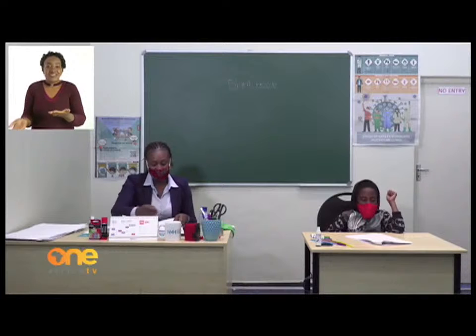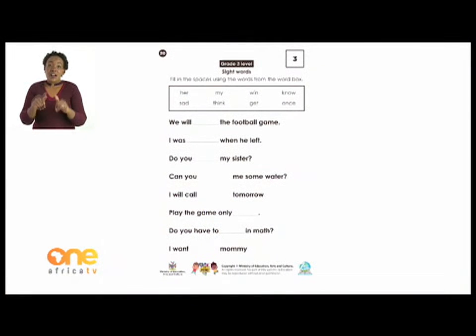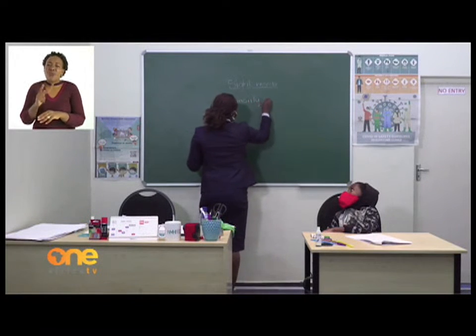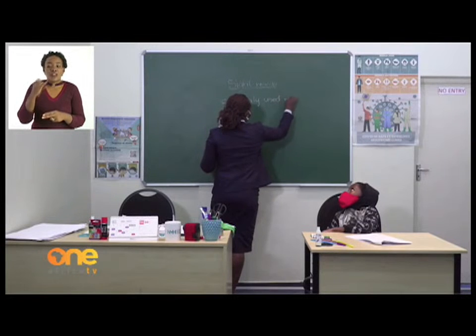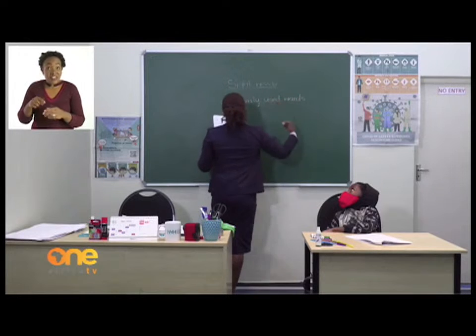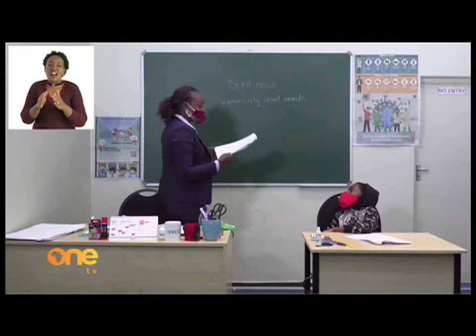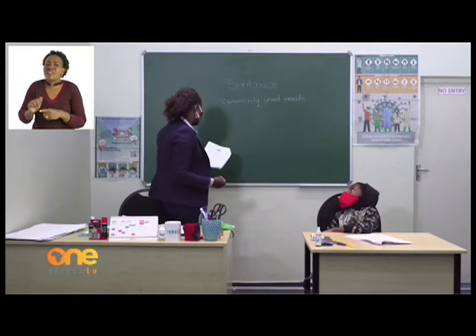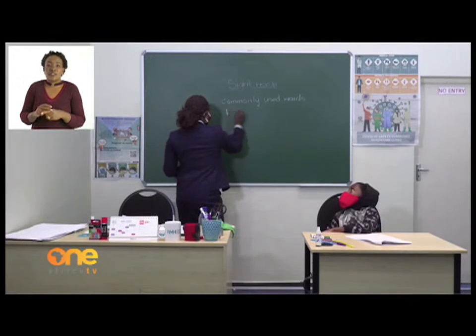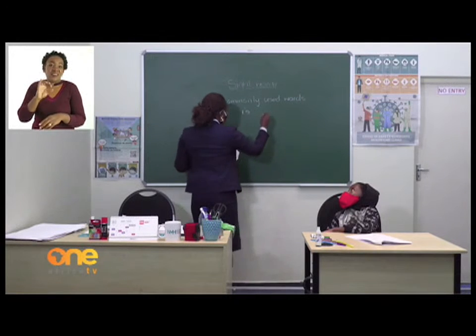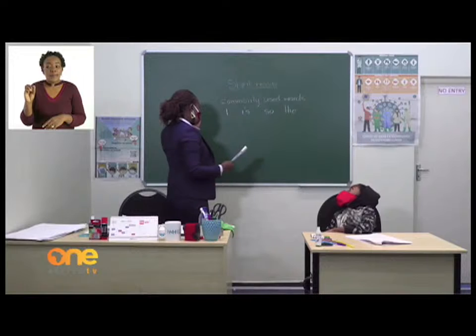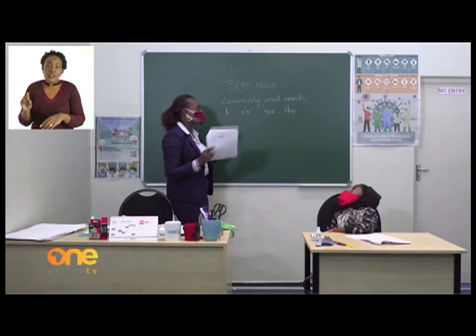Let's now turn to page 20, where we are going to talk about sight words. What are sight words? These are commonly used words. You use them without sounding out the letters. You use them every day. You don't need to sound the letters. We have examples like I. We also have is. We have so. Then we have the. As examples of sight words. But we have a lot of them.